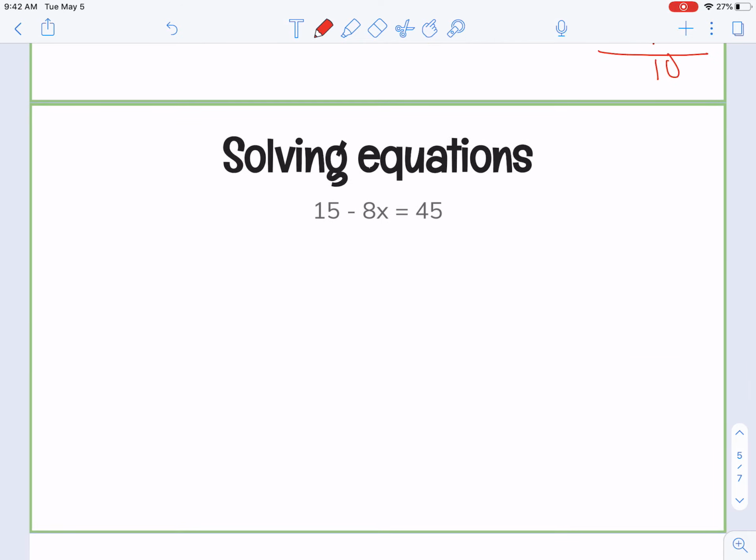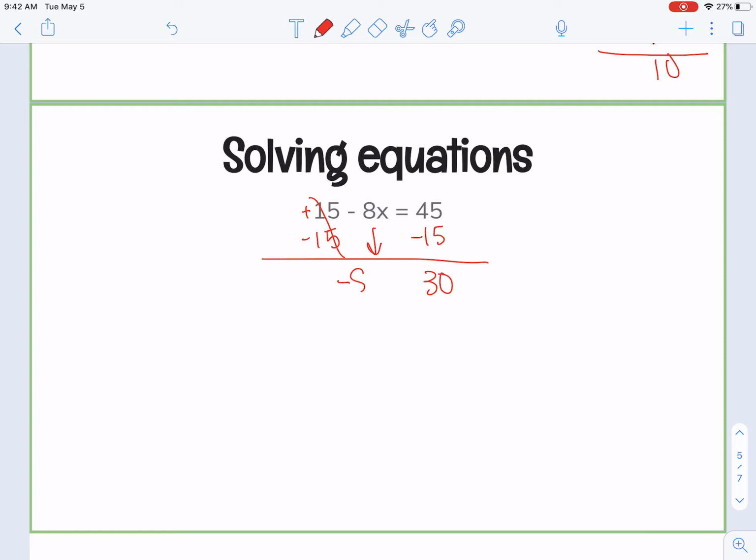And then our next example, we have 15 minus 8x equals 45. Now we have a constant first. So make sure that you know that 15 is a positive. So in order to eliminate it, we would have to subtract 15 to both sides, not add. And that can finally cross it out. 45 minus 15 is 30.